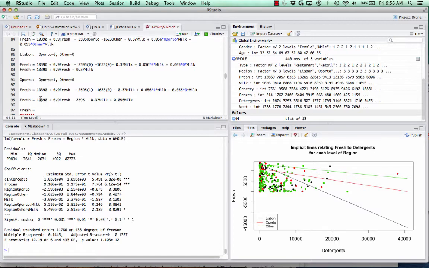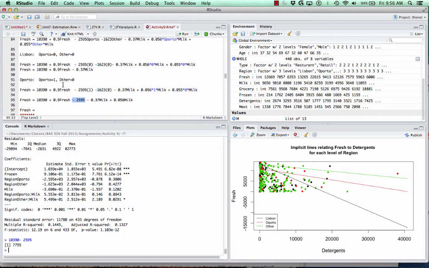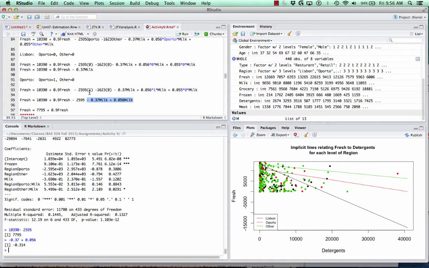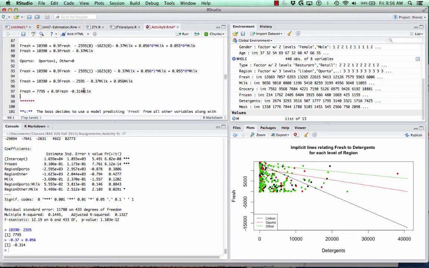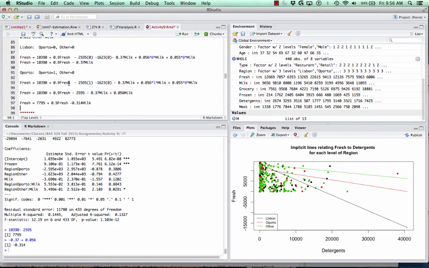So these two numbers here, the 10,390 and the minus 2,595, can just be added together to be 7,795. And then I have a 0.09 fresh, or 0.9 fresh. And then I have two terms that involve milk. I have a minus 0.37, and then I have a plus 0.056. So combining those coefficients, 0.314 times milk. All right, so that's my implicit regression equation for the Porto customers.